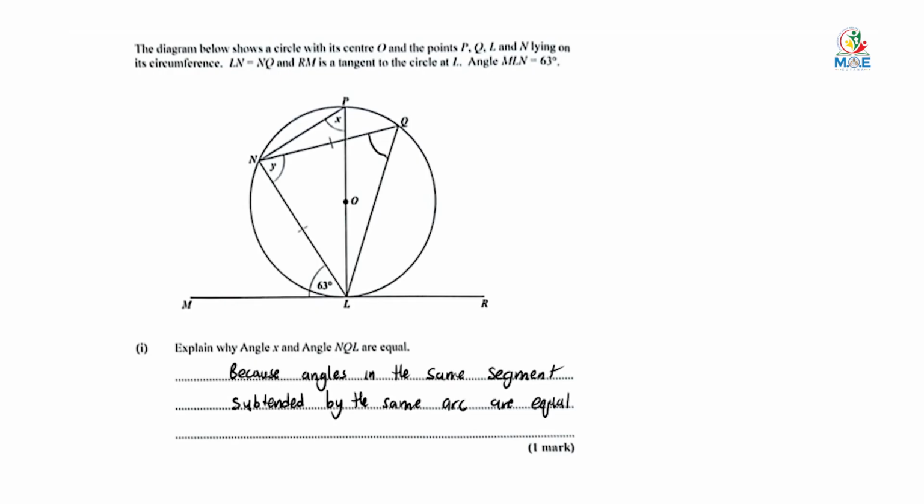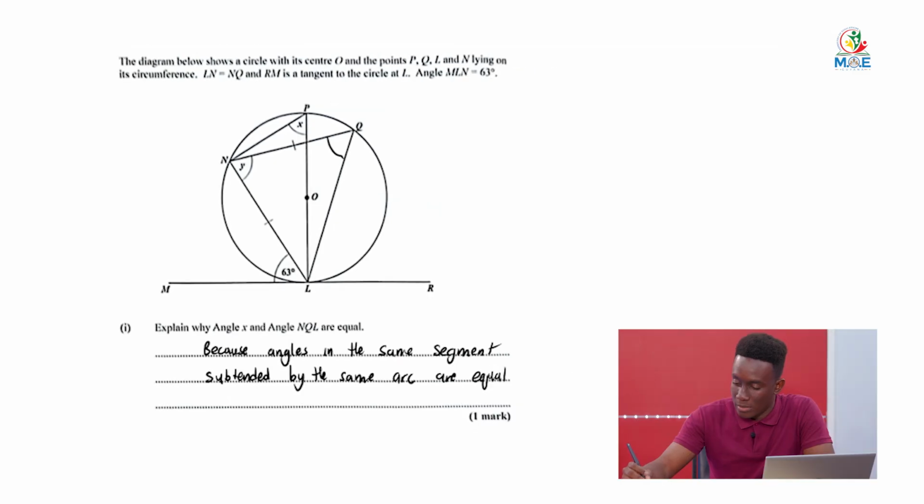And as you can see, they are in the same arc. Angle X would be NPL, and the other angle is NQL. So indeed, they are the same. They are in the same arc, and hence they are equal. For this question, we could have left it at angles in the same segment are equal, and we can leave it at that. Nevertheless, 1 mark.